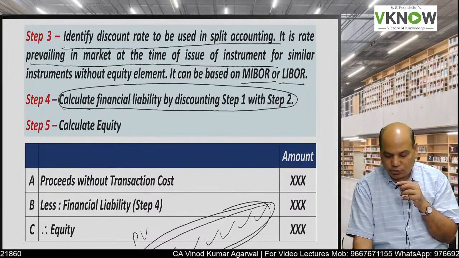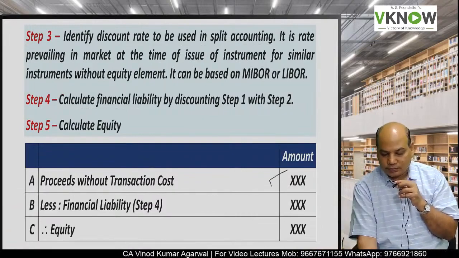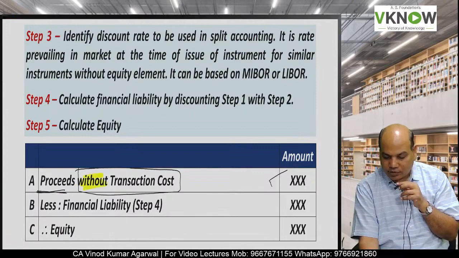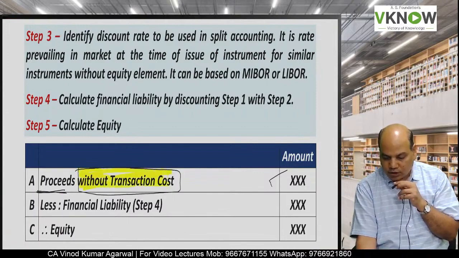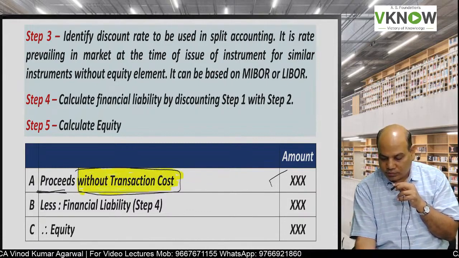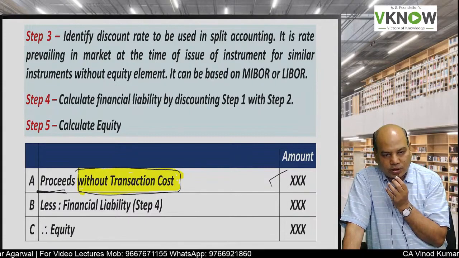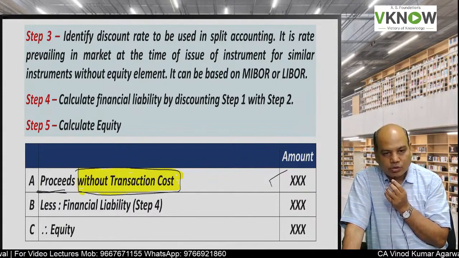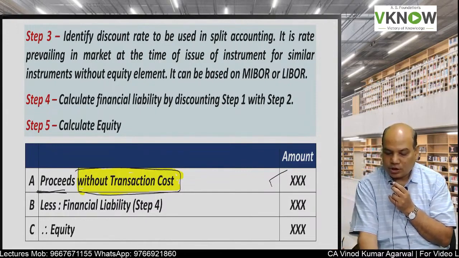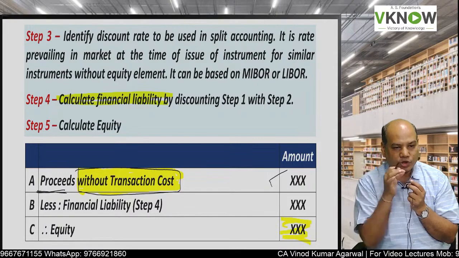Then what is equity? As you have studied, equity is the residual interest. So from the proceeds, but without transaction cost, very important, transaction cost I will tell you separately. I will not deduct transaction cost here, because if I deduct it here, the entire transaction cost gets allocated only to the equity part, only one instrument. But transaction cost needs to be apportioned. So I will take only proceeds without transaction cost minus the financial liability we have computed in step 4, and that is equity.